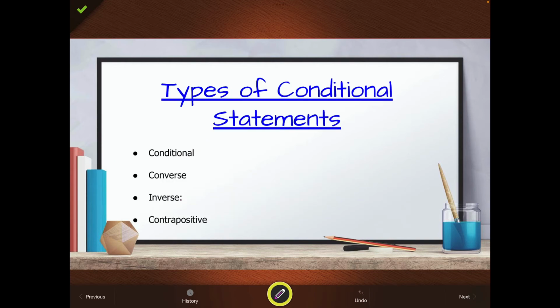Okay, so real quick, let's back up. The conditional is the original. The converse, what's my keyword again? Good, converse is switch. Switch that hypothesis and conclusion. Switch your P and your Q.